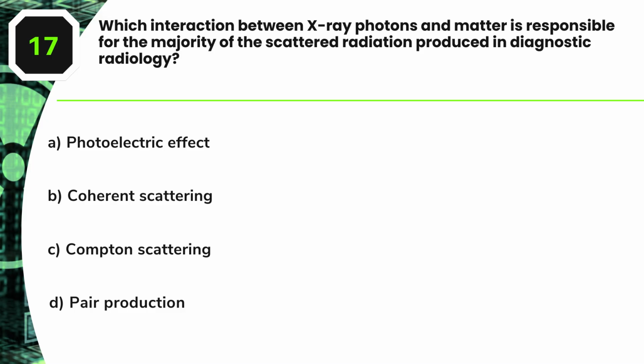Question 17. Which interaction between X-ray photons and matter is responsible for the majority of the scattered radiation produced in diagnostic radiology? A. Photoelectric effect. B. Coherent scattering. C. Compton scattering. D. Pair production.